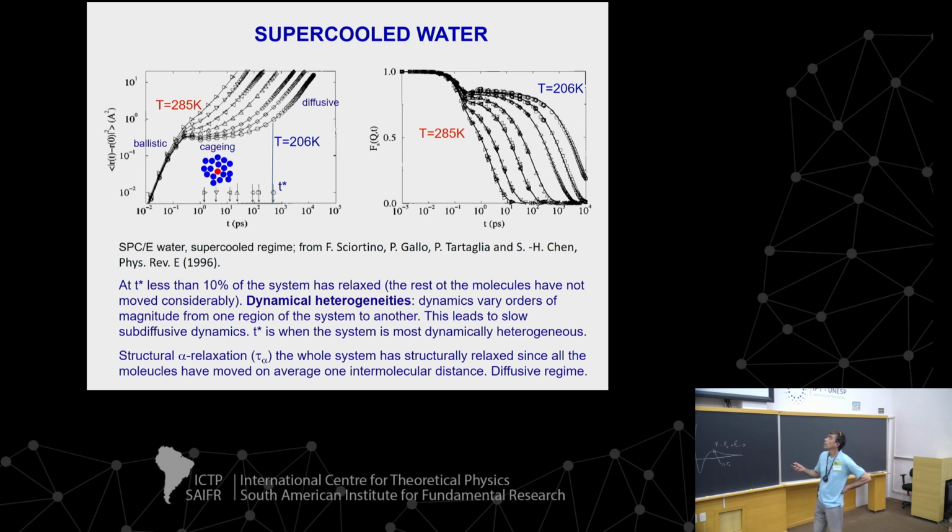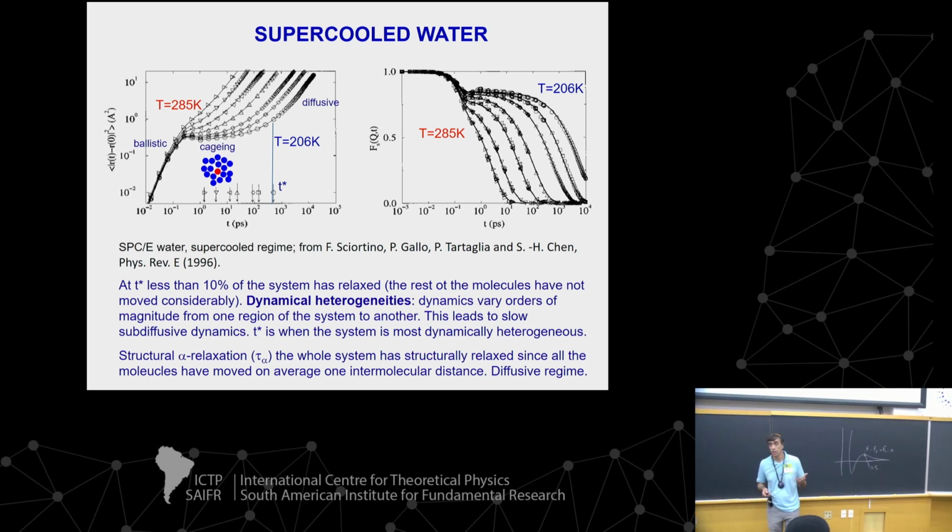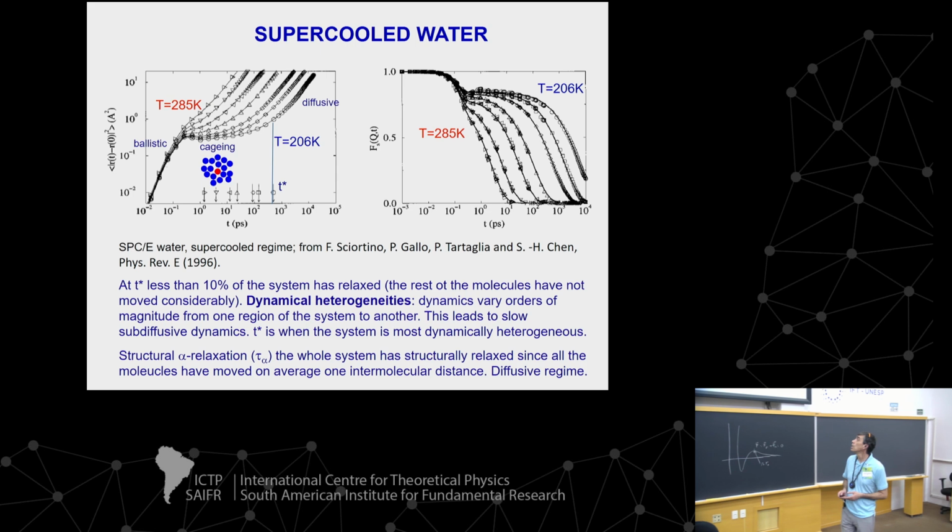And when you go to the diffusive regime, you get the final structural relaxation of the system, which occurs when all the molecules have moved one interparticle distance. That's called the alpha relaxation time, which I'm sure Paola is going to talk about.